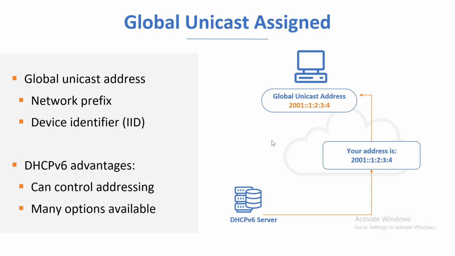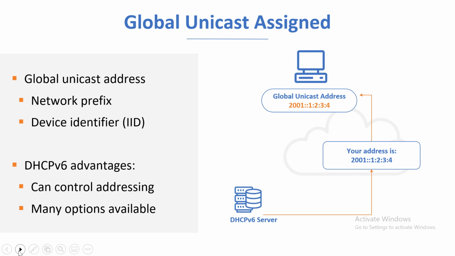I'm getting a question which I'll answer real quick here. Most questions I'll answer later. The question is, we can control addressing with DHCP for IPv4 as well, right? Well, of course, but this is for v6. DHCPv4 is not going to give you v6 addresses. You're going to need DHCPv6. That's why you have it.